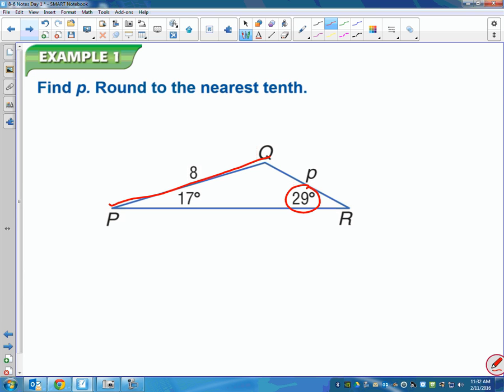I could write the sine of 29 degrees divided by 8. That would be sine of R over r. And I'm trying to find P, so this is where it matters where you put this. Am I going to put P on top or P on bottom?